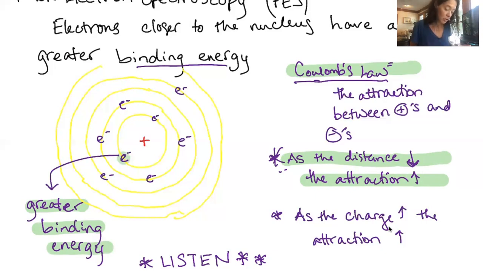It's so important that you can put that in your words. Steal my words, memorize them. You can use them. You don't have to copyright me, okay? You have to be able to explain Coulomb's law. You are not allowed to simply reference Coulomb's law by saying, according to Coulomb's law, it's got a greater binding energy. No, according to what about Coulomb's law?